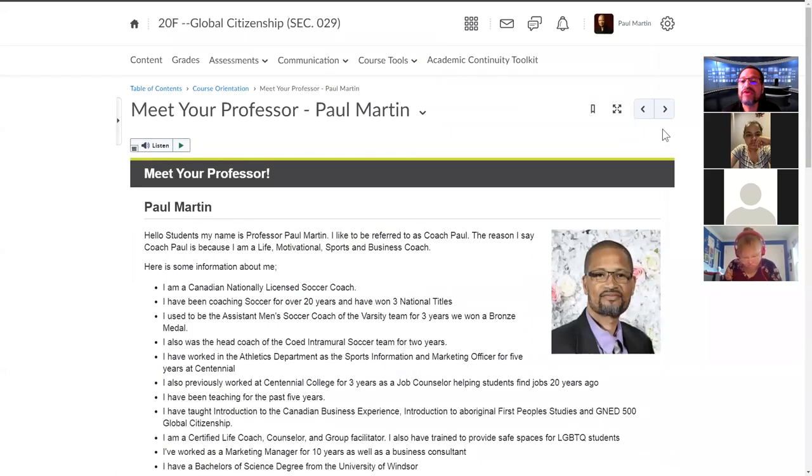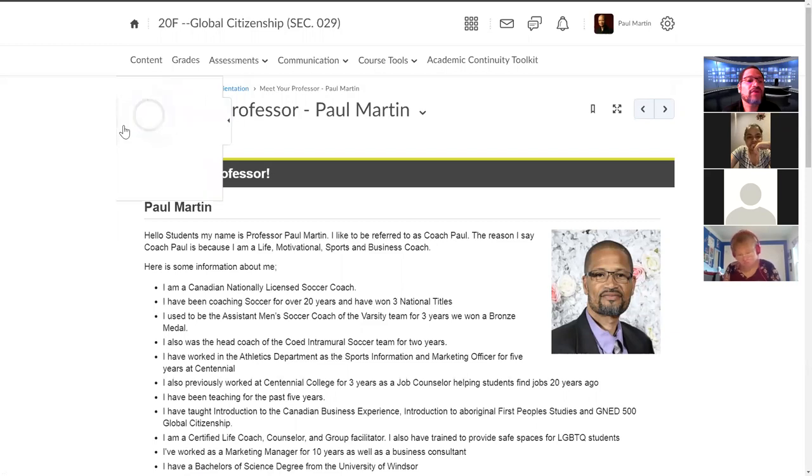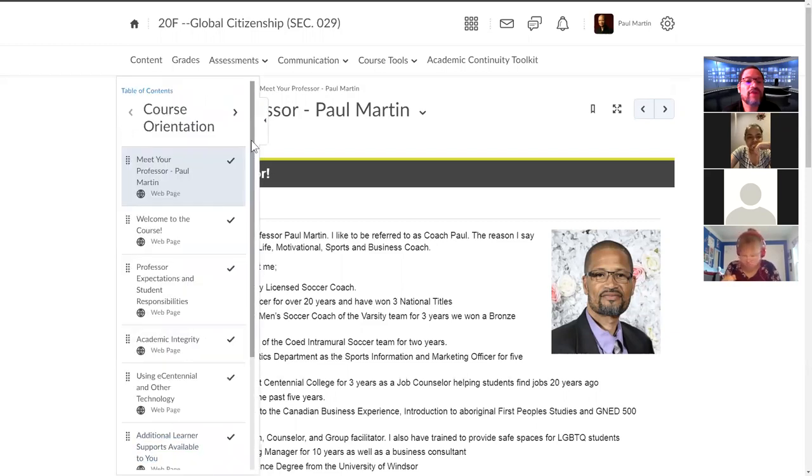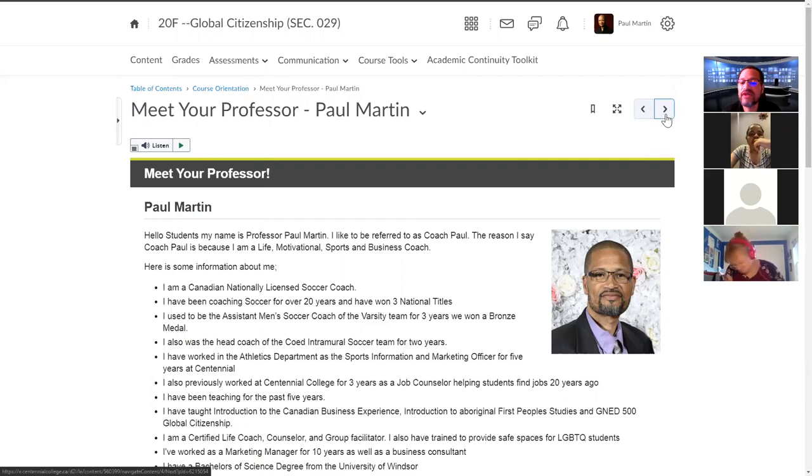Okay, and then you can just use the next arrow and the back arrow here to navigate instead of having to go back through the main menu, which you can do here if you want. This is the main menu, but right now we're in the subsection of course orientation and overview. So we're just going to walk through it one by one by clicking on the arrows at the side here. So you're going to go through this introduction.